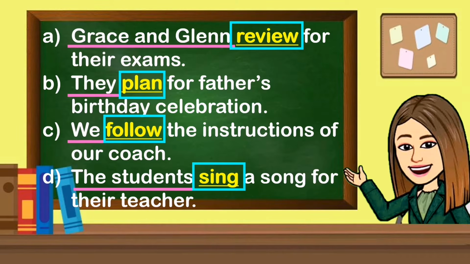In the first example, the subject is Grace and Glenn, so we have two subjects. In the second example, we have they, which is the subject that refers to more than one person. In the third example, we have the subject we, which refers to more than one person. And the last example, we use students as subject and it refers to more than one student. So dahil mas marami sa isa ang subject, it takes the simple or the base form of the verb such as review, plan, follow, and sing. So walang S sa dulo ng mga action words.